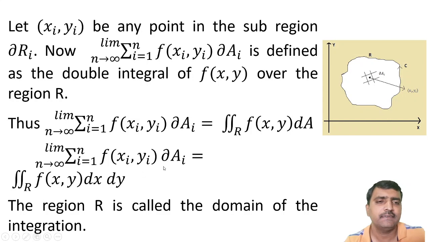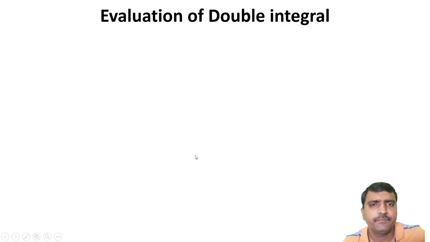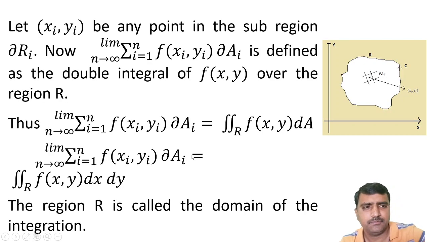dA can be written as area; if you take a small rectangle, what is its area? Area of the rectangle is equal to length into breadth. What is its length? You take the length along the x axis as dx, and the length along the y axis as dy. So dA can be written as dx into dy. The region R is called the domain of this integration. In what domain are you taking this integration? So you just think about this definition of the double integral.